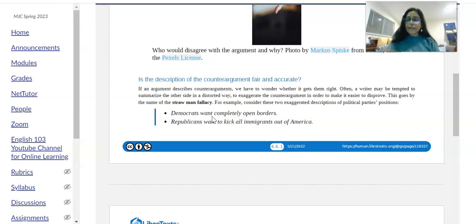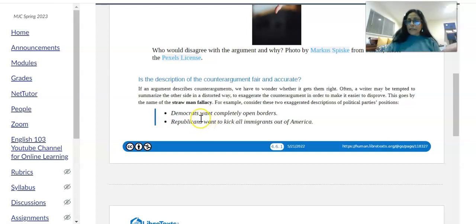So there's more to read into what they are saying, and you need to very accurately express their argument in order to be able to counter it. So very fair summaries are super important, very fair and accurate.